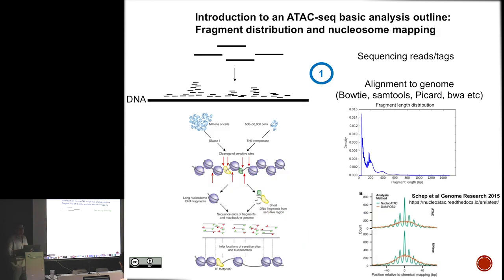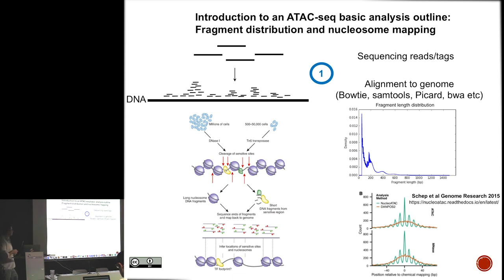So let's say we do an experiment with 50,000 cells and we do ATAC-seq. First thing we get are sequencing reads, right? These go through your standard QC, however you would like to trim them. And the first step is really mapping to the genome, okay? I've included some tools for every step here. These are tools that I've used and are available, just so you know that these tools exist.